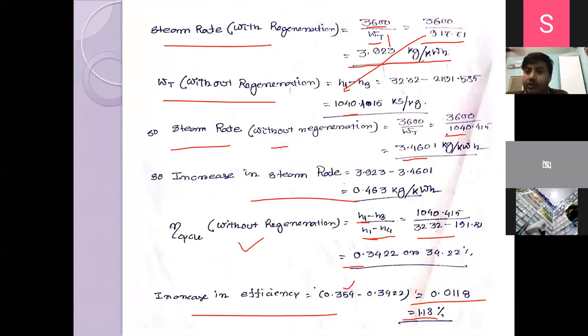Okay, so with this, the Rankine cycle is completed. On our next day, I will start from the Otto cycle and diesel cycles. Okay, so if you have any question, then you can ask me right now.